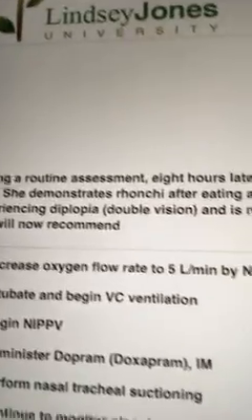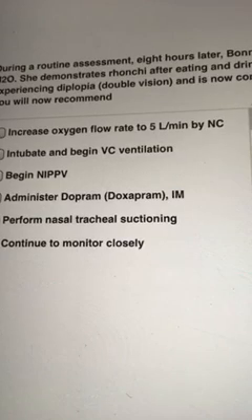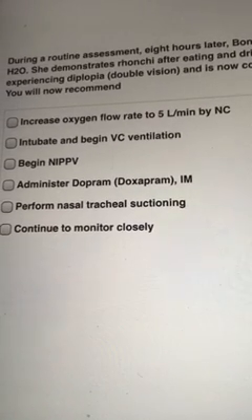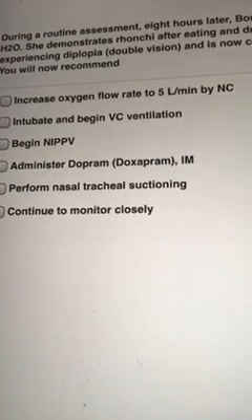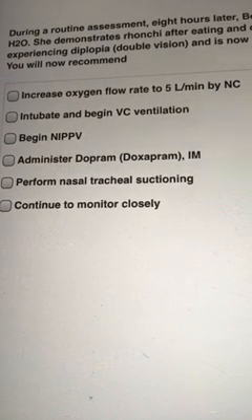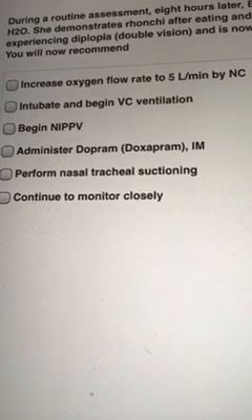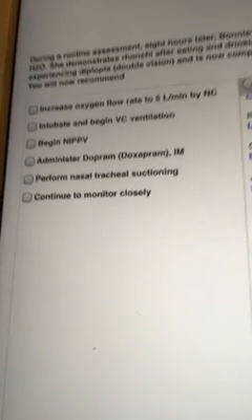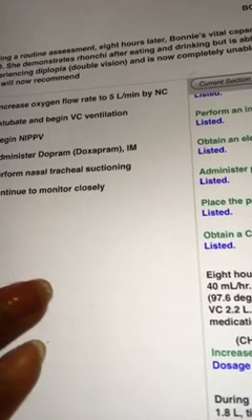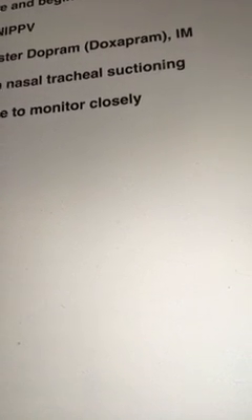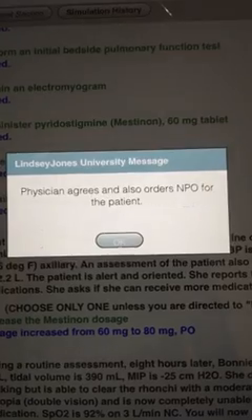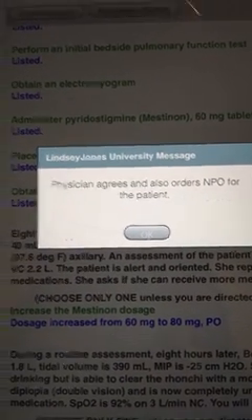So she's still breathing adequately. Would you give her an increase in oxygen, intubate her, begin NIPPV, administer Dopram, perform nasotracheal suctioning, or continue to monitor? I'm going to just monitor. Physician agrees and also orders nothing by mouth for the patient. Okay, because she can't swallow, right?